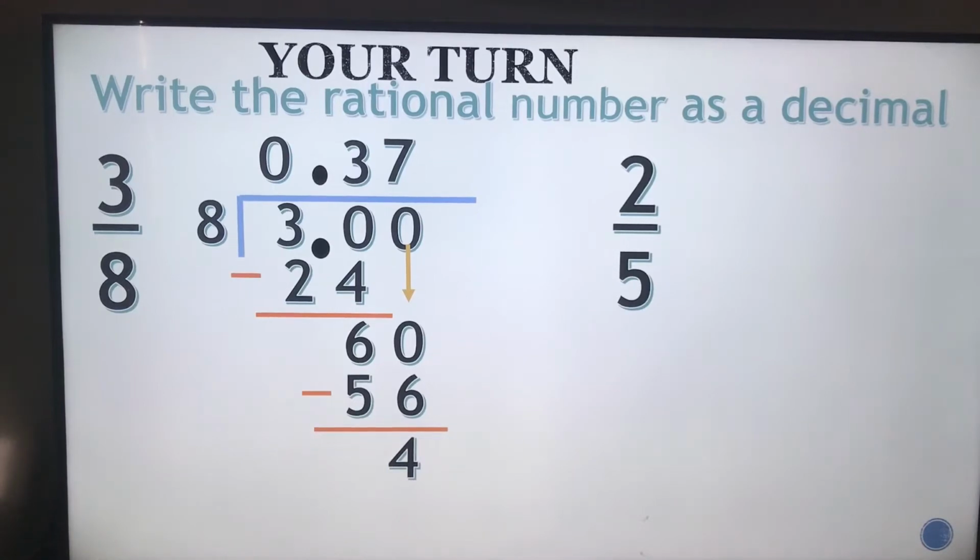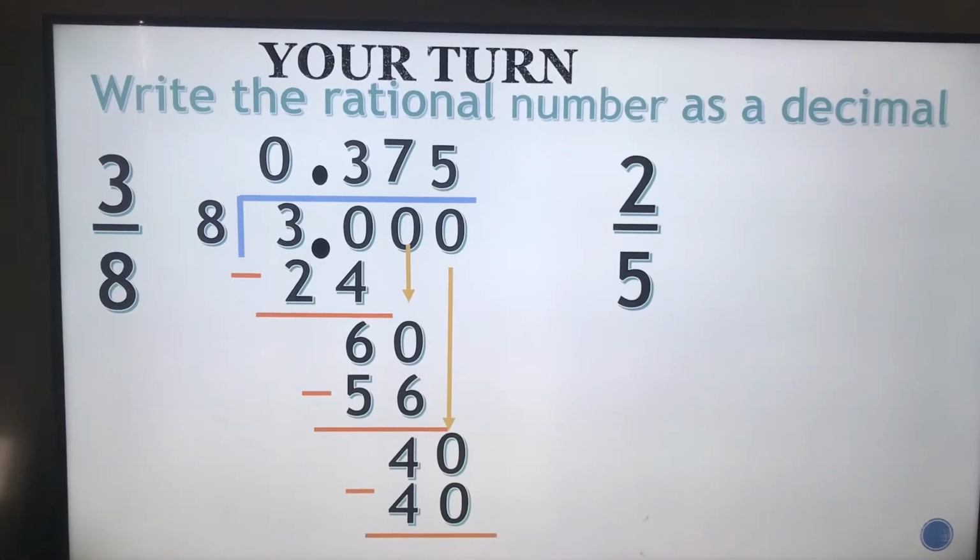Again, don't write a remainder, and don't just write 4 up there, because you're going to add another 0, bring it down, and ask, how many times does 8 go into 40? Well, 8 goes into 40 5 times, and you're left with 0. Okay? So in this case, 3/8 is 375 thousandths. That is your answer. It will always be your answer.